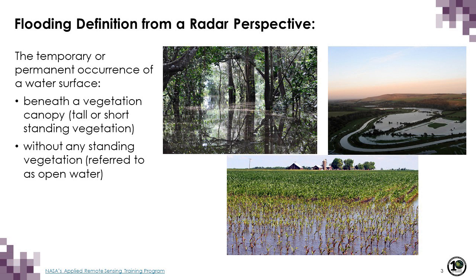In agriculture or herbaceous areas, the leaves or stems of the plants visibly emerge above the water surface, as shown in the bottom center figure. Radar can also detect flooding where there is no standing vegetation, and I will call this open water. The type of flooding discussed in this webinar can be caused by natural processes, such as the seasonal flooding of wetland ecosystems, or as a result of a natural hazard, such as, for example, hurricanes or extreme precipitation events. Some floods can also be human-driven, such as flooded rice fields.